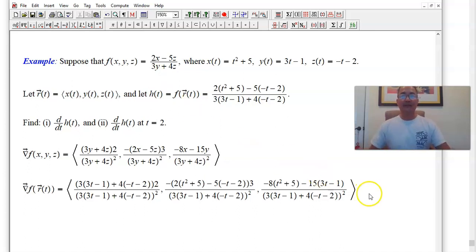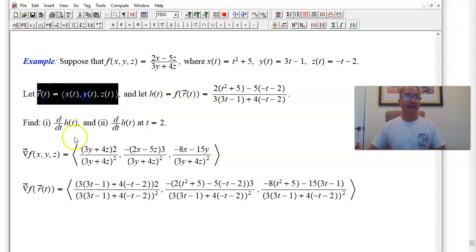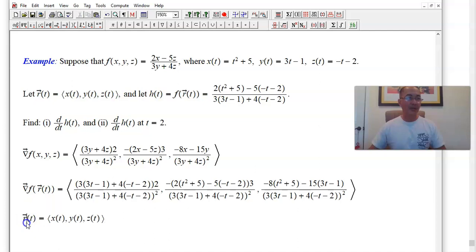So the next step is to get the dot product. No, not yet. Did I say dot product? No, I mean the derivative. So what are the derivatives with respect to t? We got 2t, and then we got 3, and then we got -1.